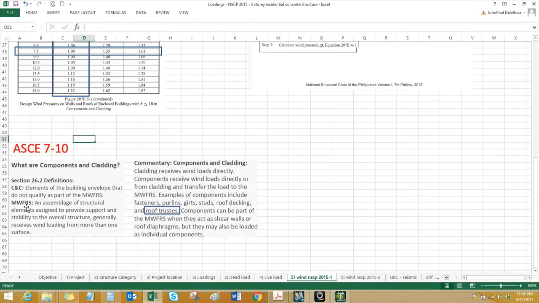Main wind force resisting system is an assemblage of structural elements assigned to provide support and stability to the overall structure, generally receive wind loading from more than one surface. So, merong magandang komentaryo si ASCE 7-10 dyan. Okay? So, yun. Cladding receives wind loads directly. Component receives wind loads directly or from cladding and transfer the load to the main wind force resisting system. Examples of components include fasteners, purlins, which is yung didesign natin, purlins, girts, studs, roof decking, and roof trusses, which is yung i-design natin. So, kaya ang dapat natin na gamitin na forces na wind pressure doon sa purlins and roof trusses is galing sa components and cladding pressure calculation.